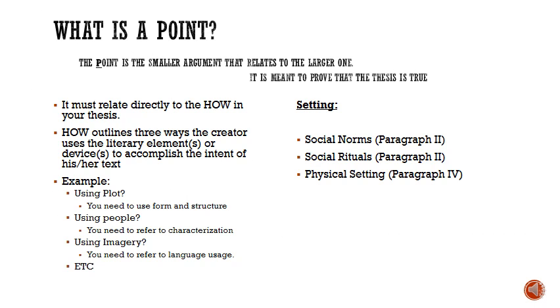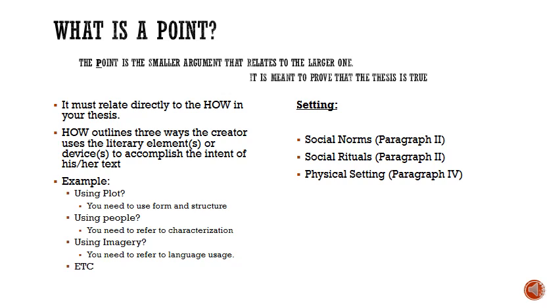Okay, so what exactly do we put in the P for point? Well, the point is just the smaller argument that relates to the larger one. It's meant to prove the thesis is true. A few things that you need to understand about the point. First, it must relate directly to the how in your thesis. How outlines the 3 ways the creator uses the literary elements or devices to accomplish the intent of his or her text.